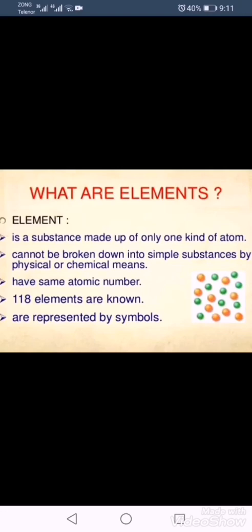So our next topic is what are elements. An element is a substance made of only one kind of atom, and it cannot be broken down into simpler substances by physical or chemical means. It means an element cannot change its identity. It is present in its simple form everywhere, so an atom cannot change its identity.